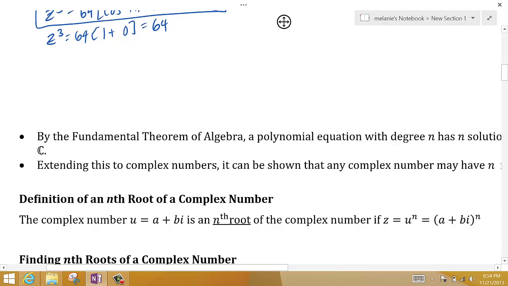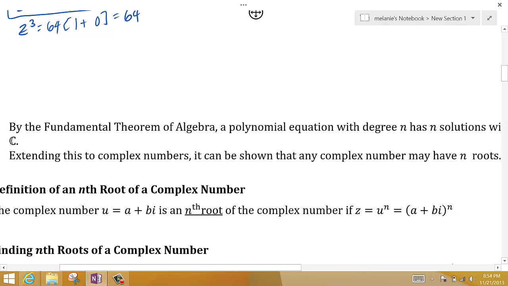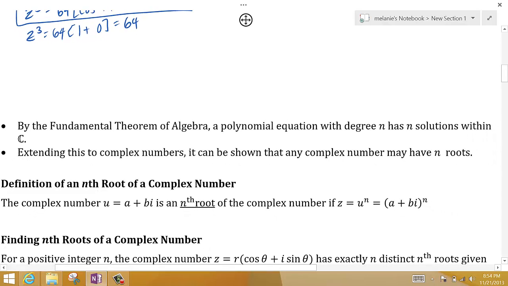We can extend this theorem to figure out how to find roots. Instead of just raising our z to an integer power, we can raise it to fractional powers, because we have the fundamental theorem of algebra, which tells us that a polynomial equation with degree n has n solutions within C. Remember, C is the set of complex numbers. So if we extend this to complex numbers, we can show that any complex number may have n roots.